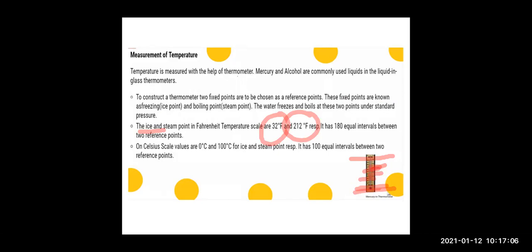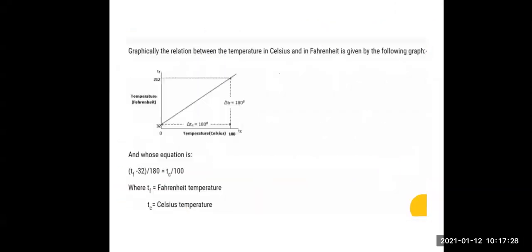And in degree Celsius, you know that the ice point is 0 degree centigrade and the boiling point of water, or the steam point, is 100 degree centigrade. So 0 is the lower fixed point, 100 is the upper fixed point. So you can divide it into 100 equal intervals between these two reference points.